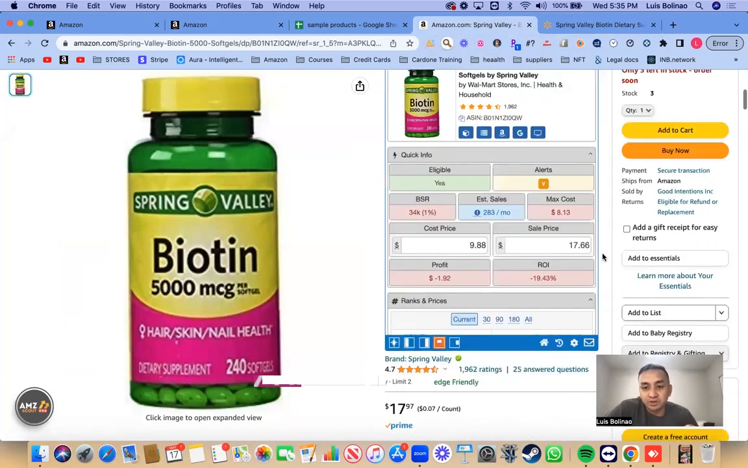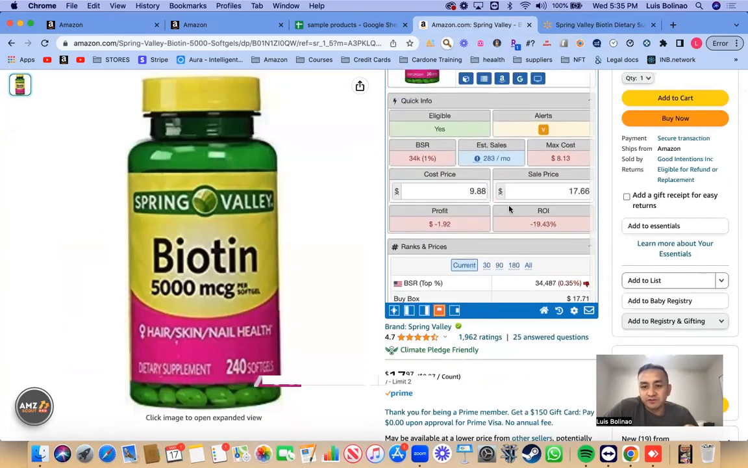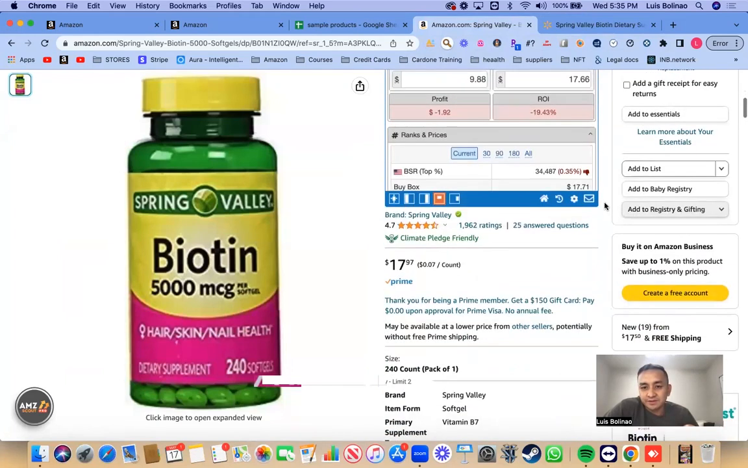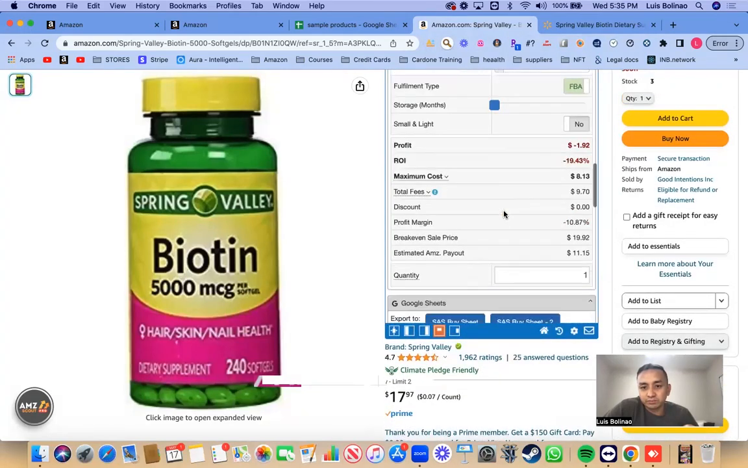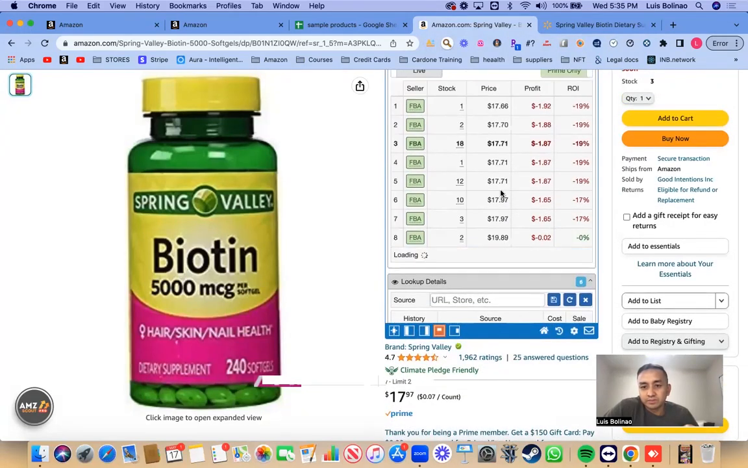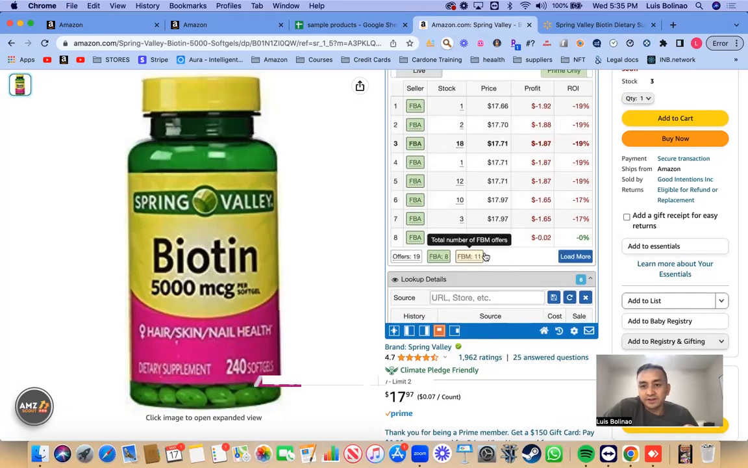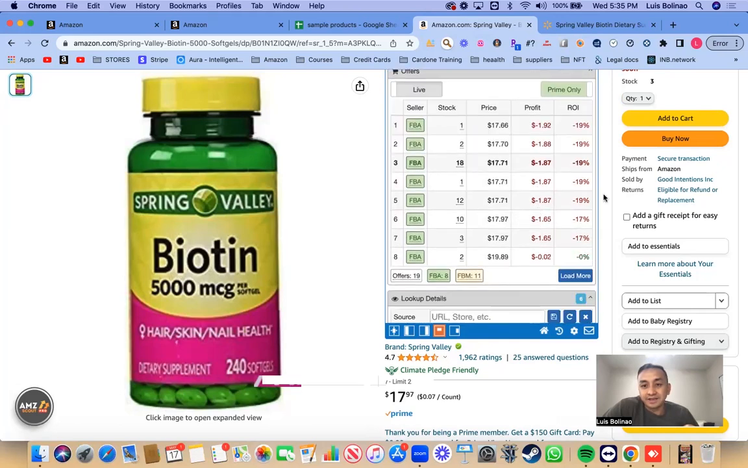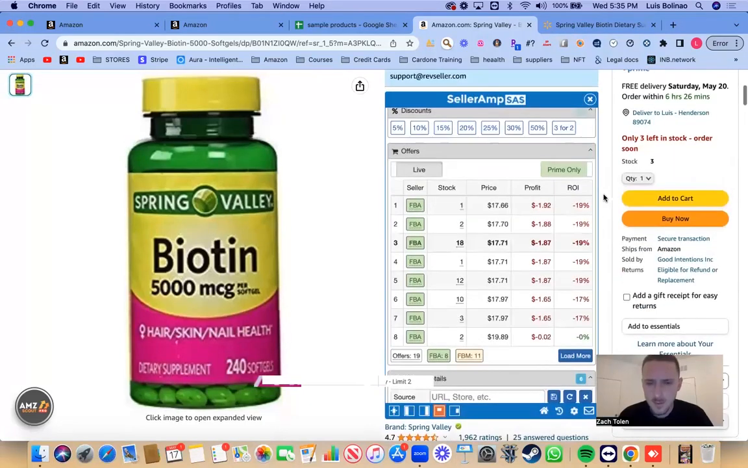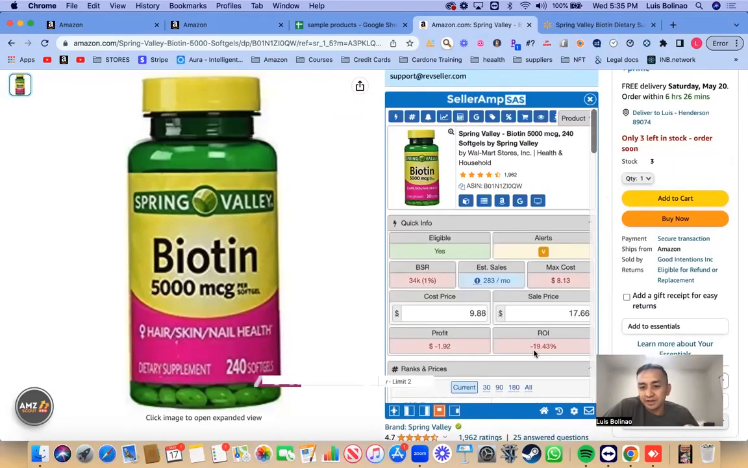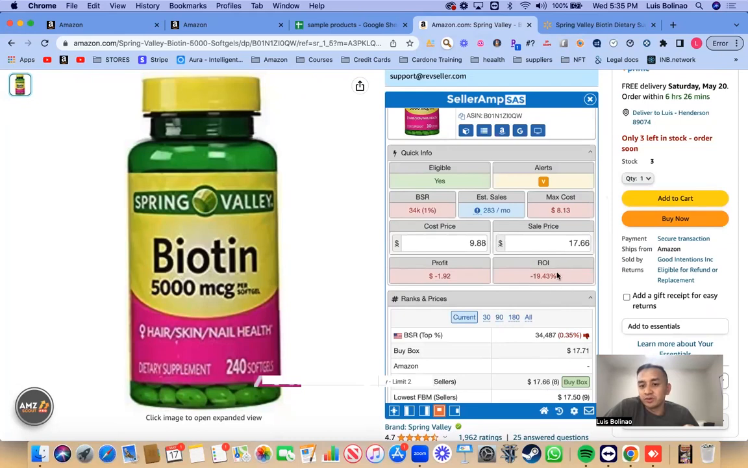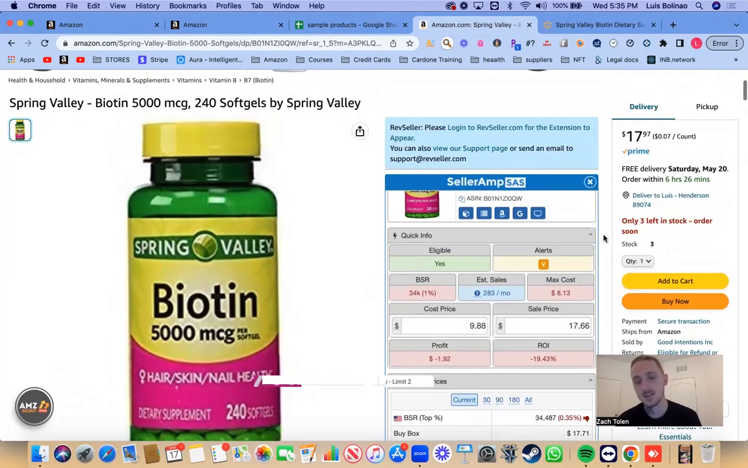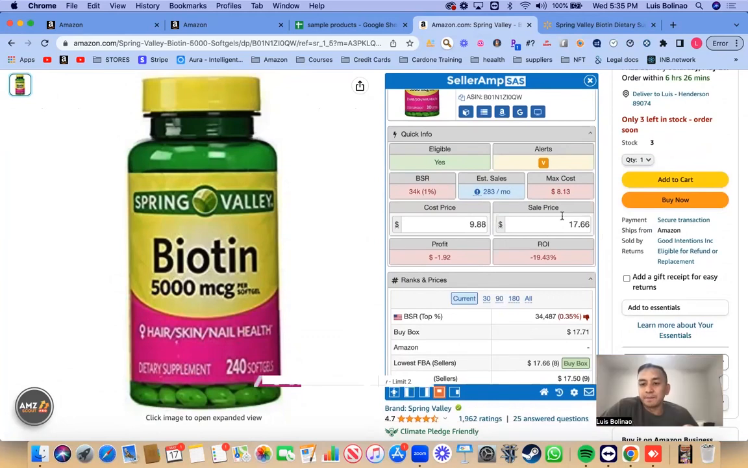And from here, I take the cost of the product, so 9.88, and then I run the numbers. So this one is obviously negative. So from here, I usually look at the other sellers. Yeah, this is very negative for sure. Why is it negative? Negative ROI right here. The ROI is negative 19. So it's not profitable, because of the fulfillment and taxes and the cost price.